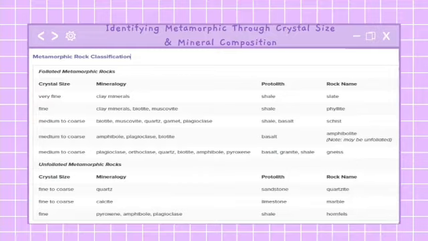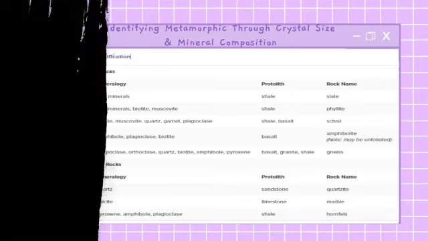Now for the non-foliated metamorphic rocks, if the crystal size is fine to coarse, and the component is quartz, and the parent rock is sandstone, the rock name would be quartzite. If the crystal size is fine to coarse, and the component is calcite, and the parent rock is limestone, the rock name would be marble. If the crystal size is fine, and the components are pyroxene, amphibole, and plagioclase, and the parent rock is shale, the rock name would be hornfels.